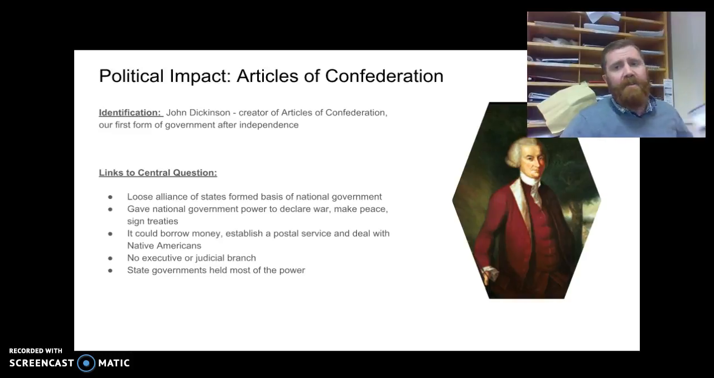So therefore, the Articles of Confederation had no executive branch. So no president under the Articles. It had no judicial branch, so there's no Supreme Court. And the state governments held most of the power. And so in the next lesson, we are going to look at some of the problems that's going to cause.